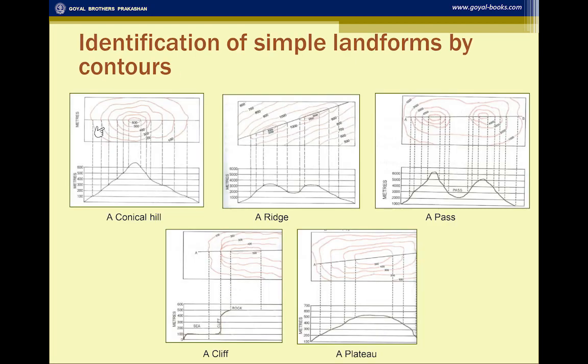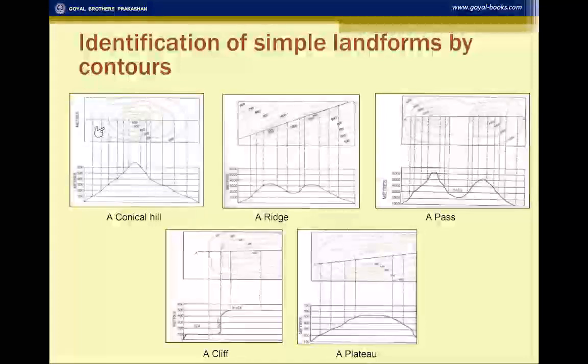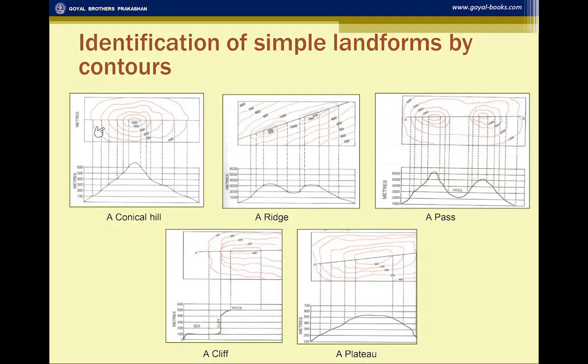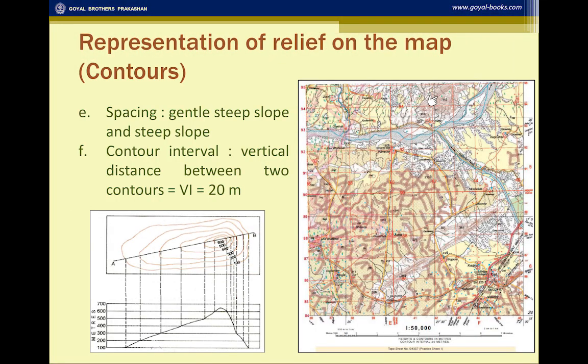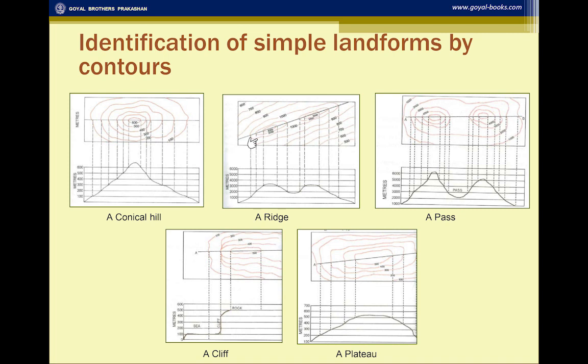Now these are some of the features represented by the contours. Now a conical hill, you can see, is shown in this manner with the height increasing as we go up. This is called a conical hill. In this survey sheet, you can see in the grid square 9782, a conical hill shown by the contours. Next comes a ridge.